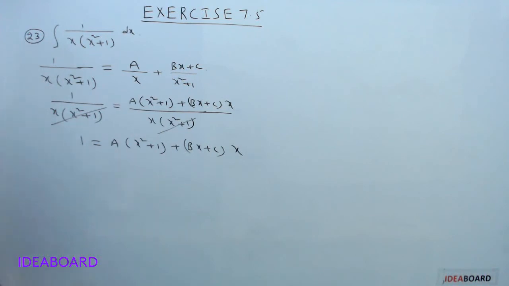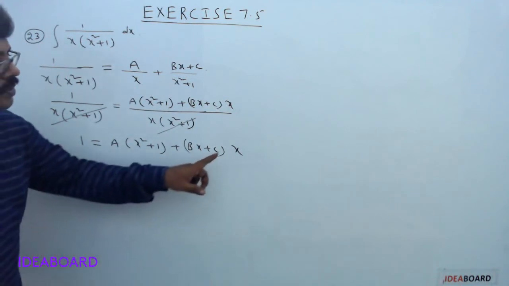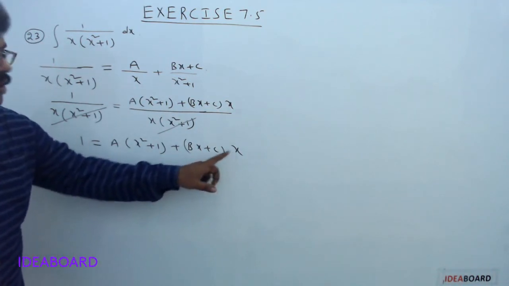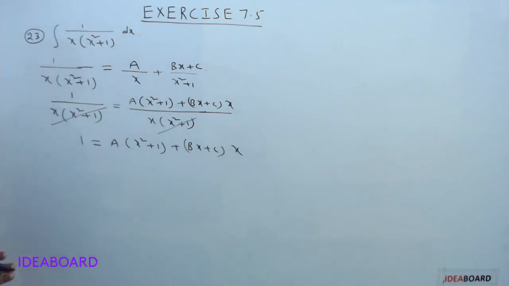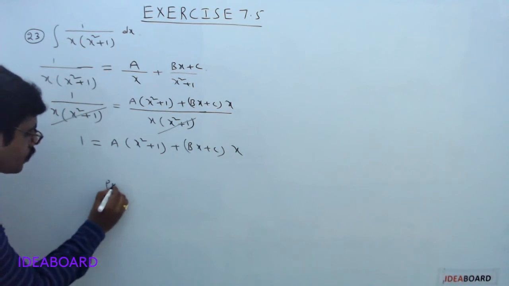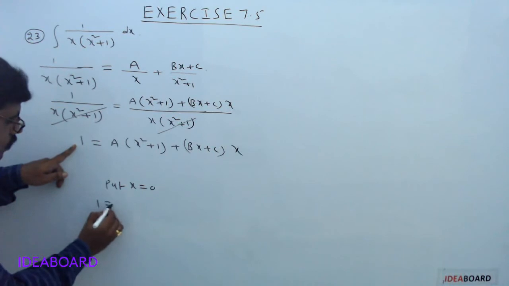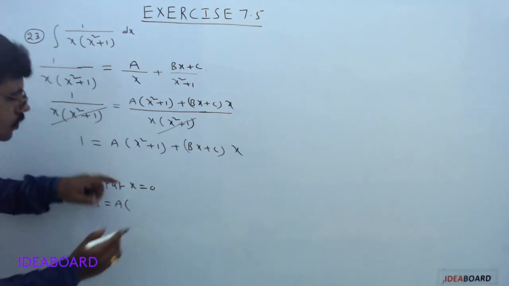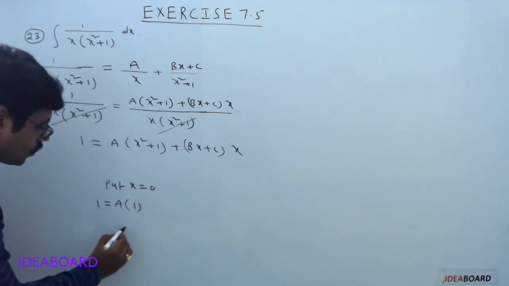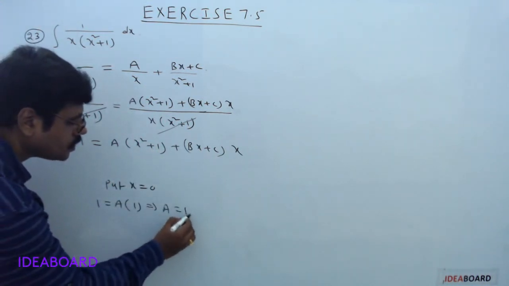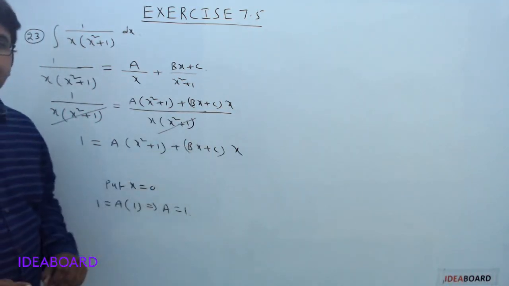To find the value of a, make the second term 0. Here, if you substitute x equals 0, then this entire term will be 0. So, put x equal to 0. This LHS value is 1, this is a into x square plus 1 with x value 0, so this is 0 plus a. So, what is the value of a? A is 1.